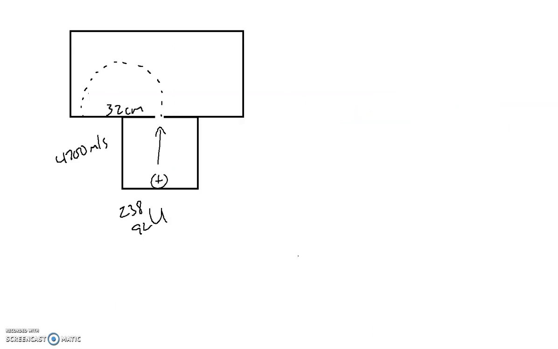For this one, we've got a uranium-238 nucleus shooting at 4,700 meters per second, and it hits 32 centimeters away. Again, let's find the fields, including drawing them, and I'm going to start by actually drawing them. First things first, there are a couple of ways you can do it, and it doesn't make any difference, but we'll just figure it out.